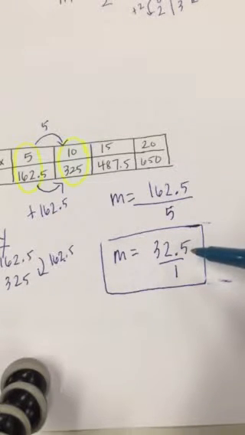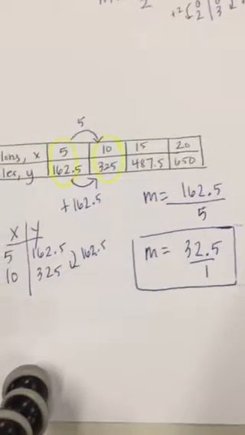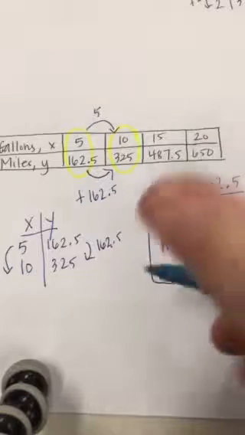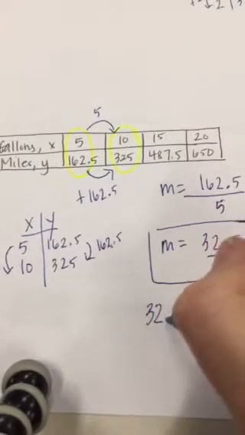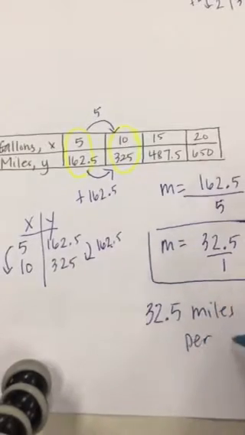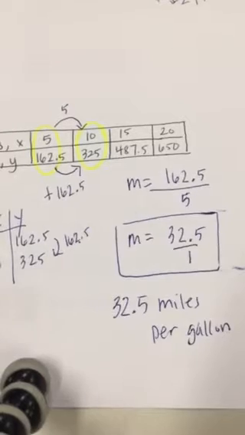And if we go back to what my y values are, my y values are miles and my x values are gallons. So if I want to interpret this slope, it would be 32.5 miles per gallon. Okie dokie, I hope that helps.